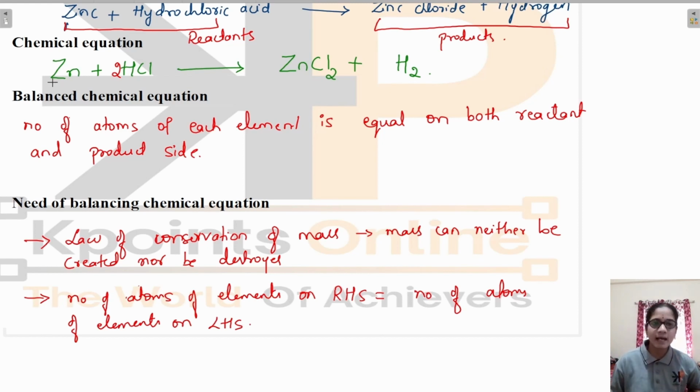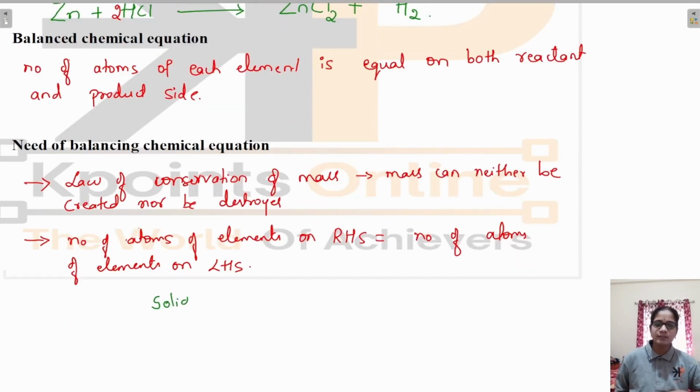In a balanced chemical equation, we also represent the physical state symbols for a reaction. If the reactant or product is a solid, we will represent it with s. If it is a liquid, we will represent it by l, writing in brackets. If it is a gas, we will represent it with g.